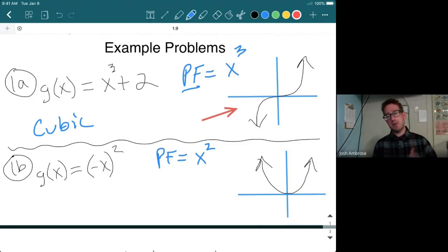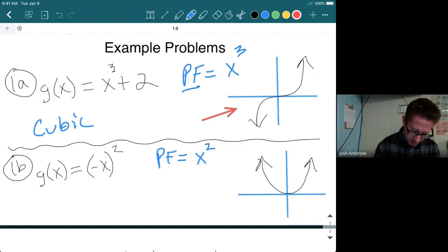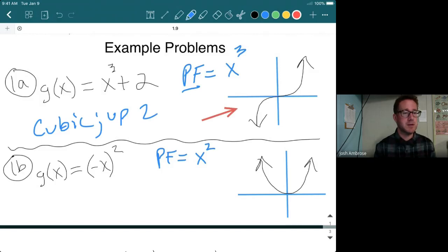So what are we doing here? Remember in the last section, section 8, we did a lot more with what's the translation or reflection, whatever we're doing with it. It might be a stretch or a compress, all that. So this is a cubic and we're moving it. It says plus 2. So what does that mean we are doing? We are going up 2. So that would be the next thing that we need to say: this is up 2. I'm good with that. You don't need to go into any more detail. That's plenty of description for me.